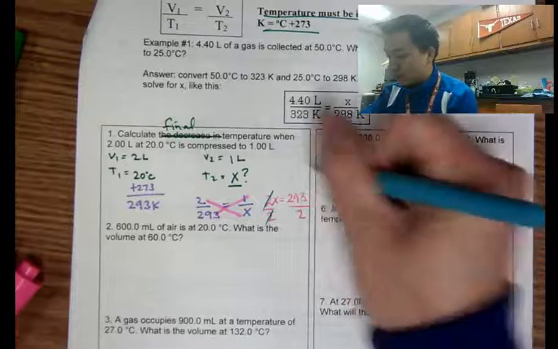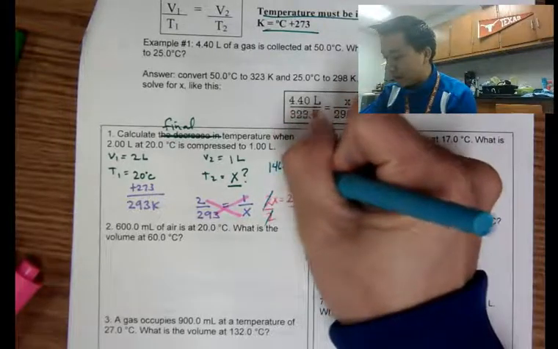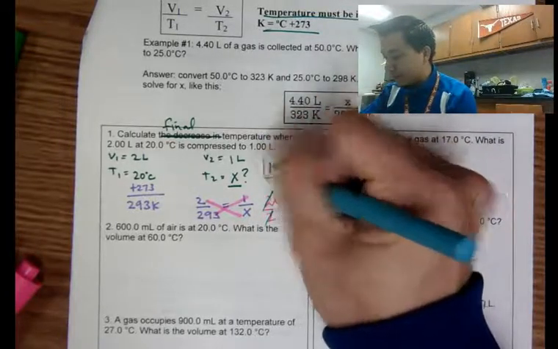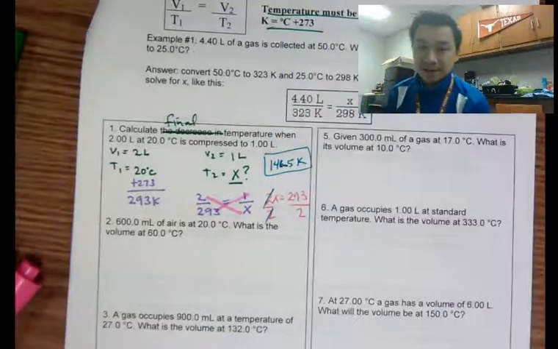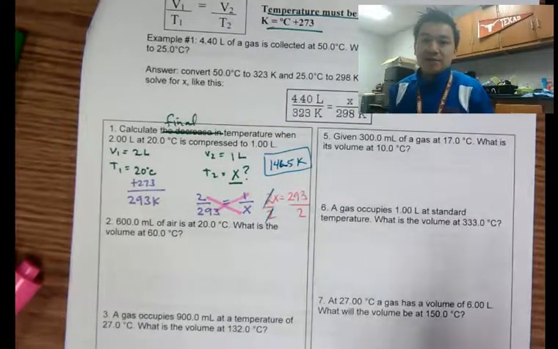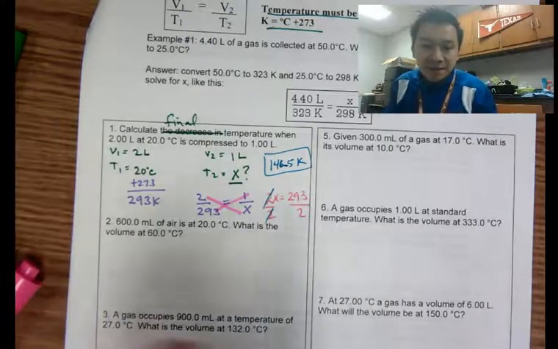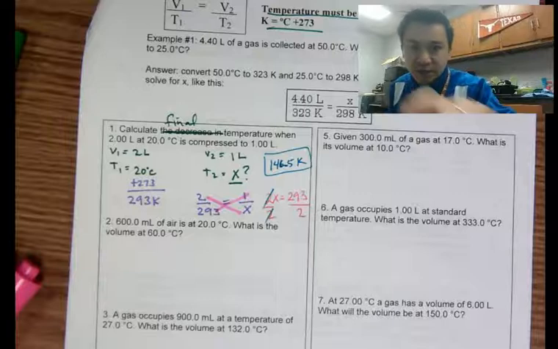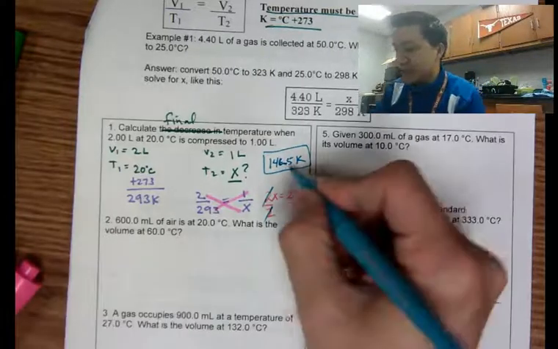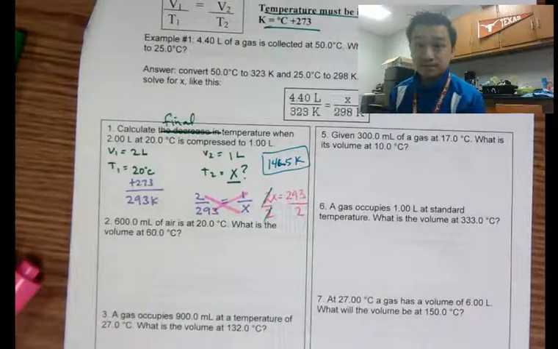293 divided by 2, that's 146.5 Kelvin. Okay? So let's just say, what if the question asks you to change it back to Celsius? Because logically, it makes sense to change it back to Celsius because our first temperature is Celsius. So we need to change this Kelvin back to Celsius. What shall we do?